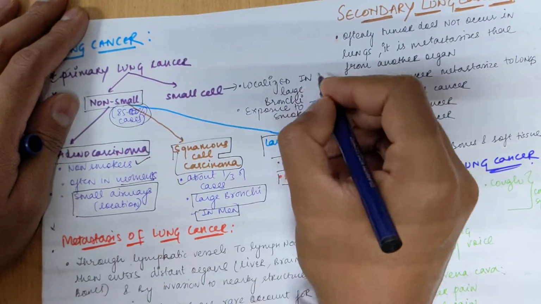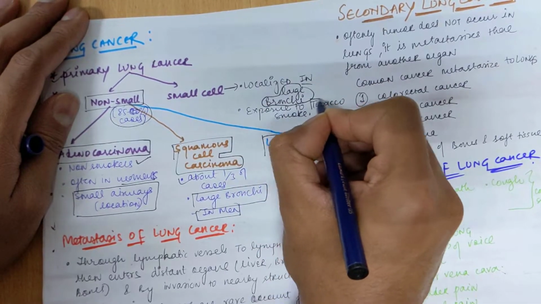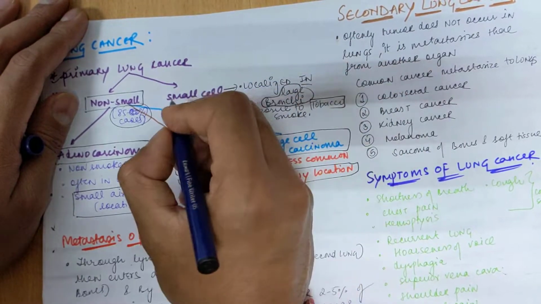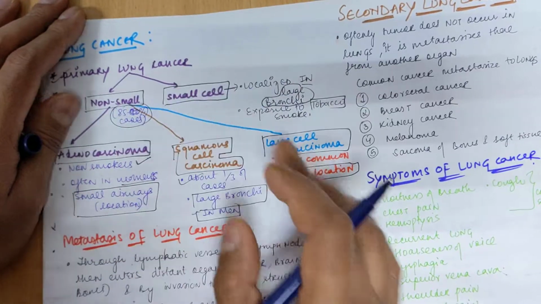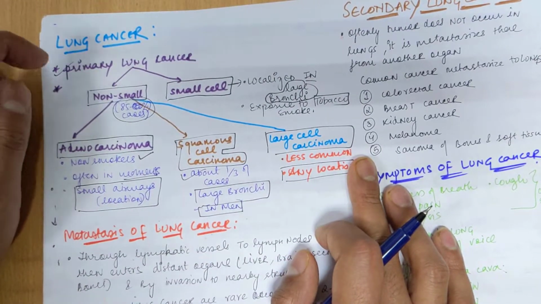Small cell carcinoma is localized in the large bronchi specifically, with exposure to tobacco or smoke. So a person addicted to smoking or tobacco is prone to develop small cell carcinoma, and non-smokers are prone to develop non-small cell carcinoma. So by the name it is clear, non-smokers.